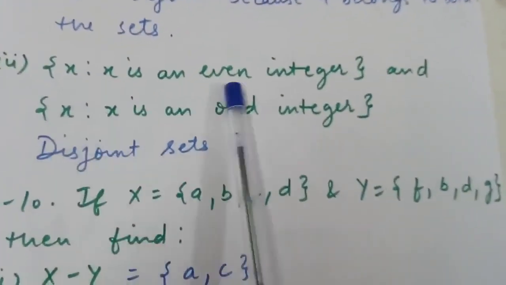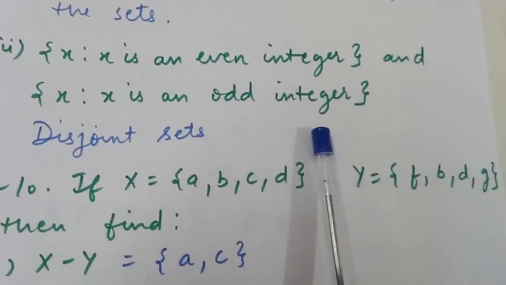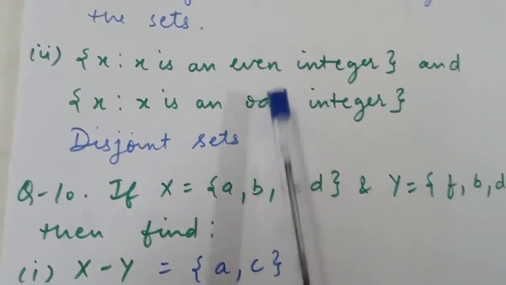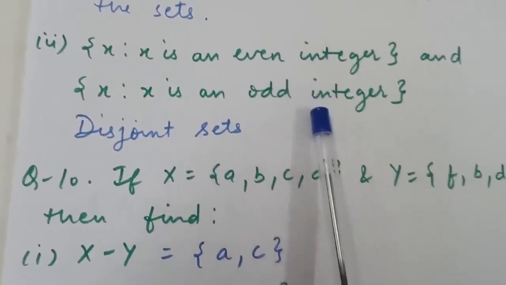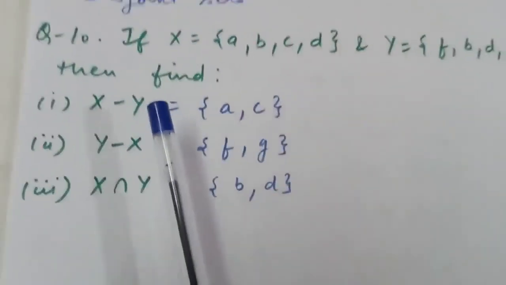Next, second part is x is an even integer and x is an odd integer. As there is no integer which is both even and odd, therefore these are disjoint sets. Why? Because their intersection is empty. Next comes question number 10.